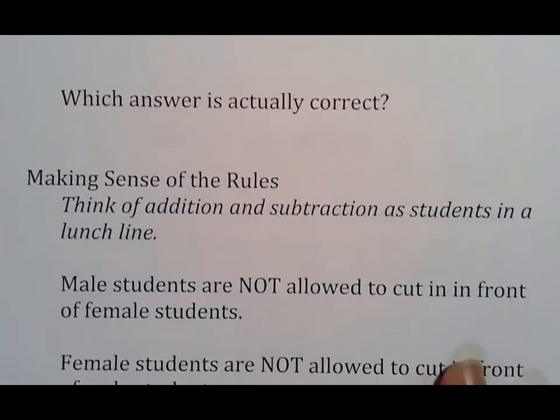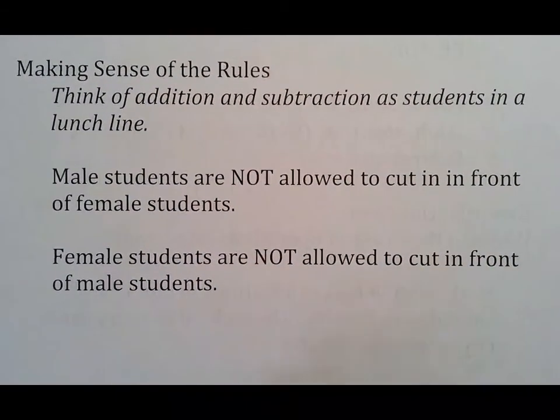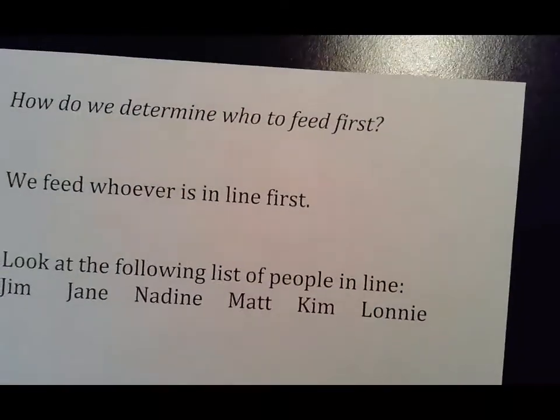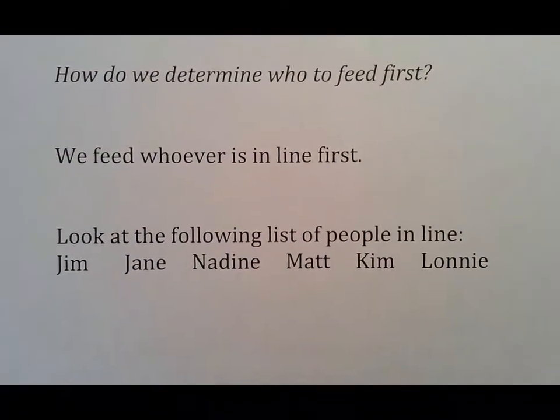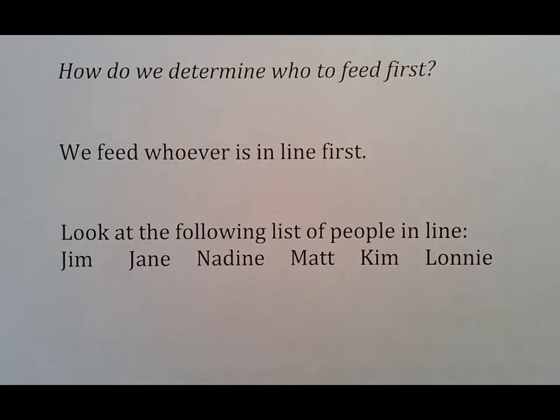So think of addition and subtraction like students in a lunch line. Male students are not allowed to cut in front of female students, although it might happen. Female students are not allowed to cut in front of male students, etc. So the question is, how do we determine who we feed first? And the answer to that is, we feed whoever is in line first. And you know this because you've been living this all your life. Every time you go to a store, the person who gets served first is the person who's first in line.